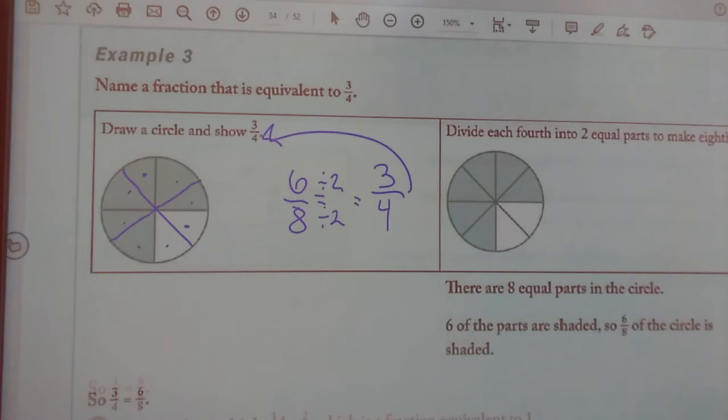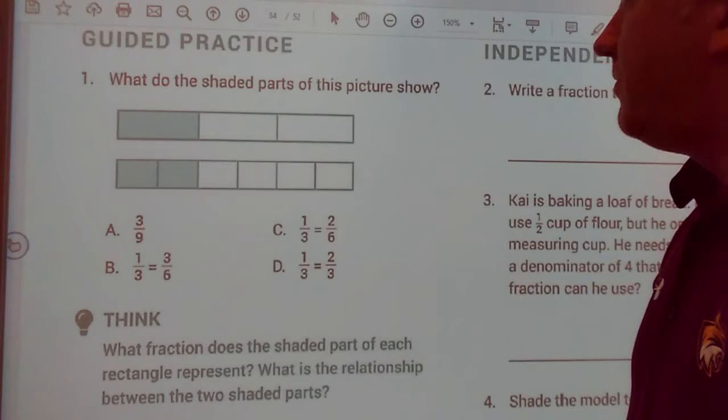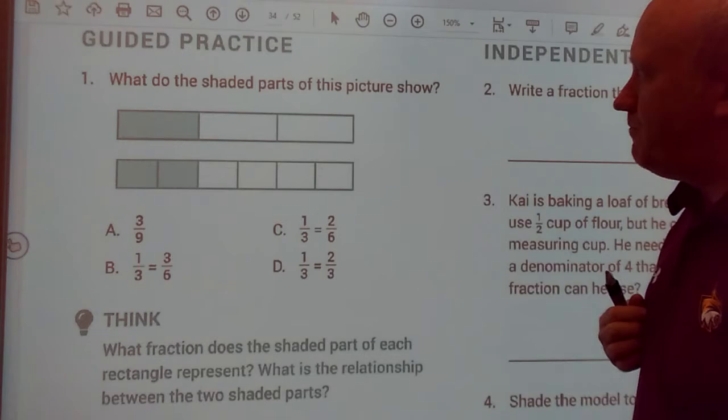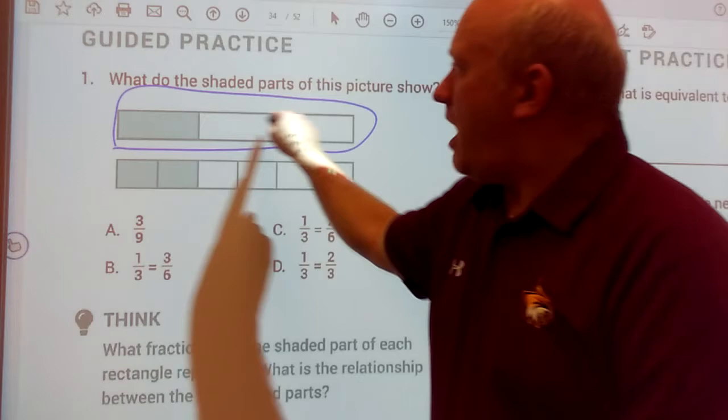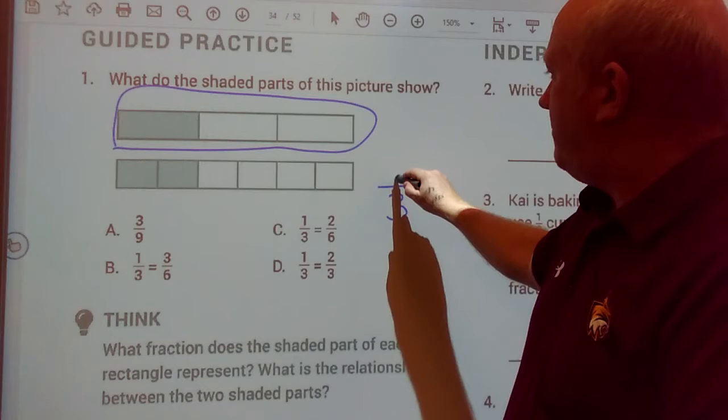Now, let's look at number 1, shall we? What do the shaded parts of this picture show? Okay? Alright? First of all, let's look at my first one. How many parts do we have? 3. How many are shaded? 1. Okay? Do an equal sign.